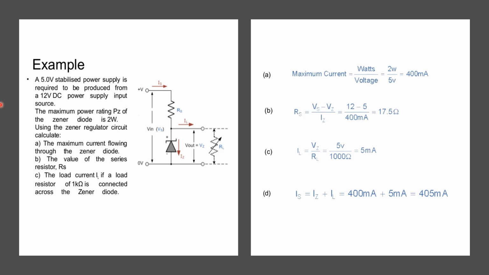So by using these formulas, we need to select the series resistor, calculate the total load currents, and calculate the circuit parameters. So this is all about the Zener diode application. If the input voltage is 12 volts but we get 5 volts output, that is how this Zener diode is used as a voltage regulator.